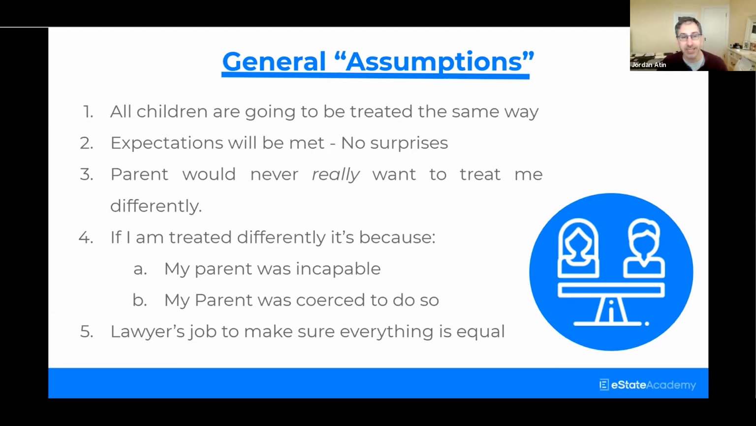And then we get to the sort of the legal. Well, first, before we get to the legal thing, it's this concept that kids have that my parent would never really want to treat me differently than my siblings. So if I am treated differently, it's either because my parent didn't know what they were doing, they were incapable, or they were coerced to do so, right? And Ian, that of course is capacity and undue influence, right?